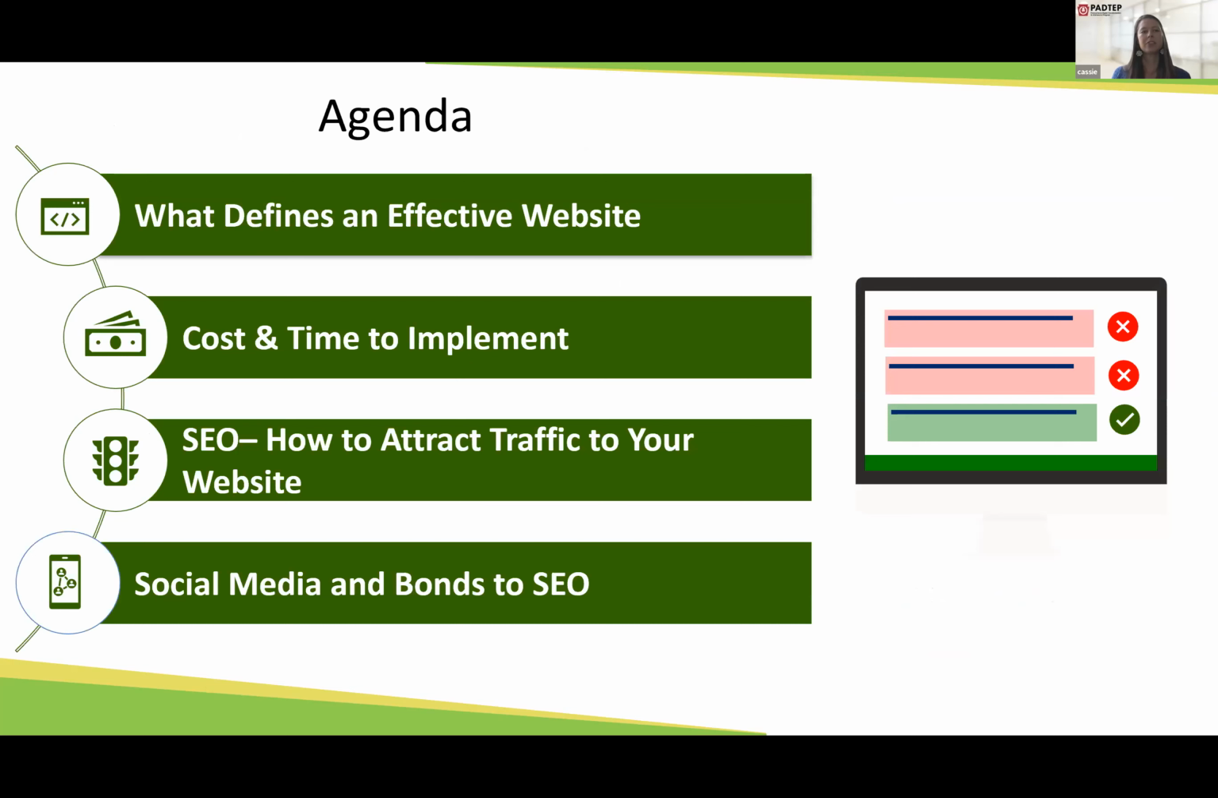All right, so our agenda for the day first is to go over what makes an effective website. What are those key points that you need to have for having an effective website? After that, we'll talk about some of the cost and the time that it might take to implement or make a website. After that, we'll dive into SEO, also called search engine optimization, and how to use it to attract traffic to your website. After that, we will switch into social media and its bonds to SEO. So that's our agenda for the day.